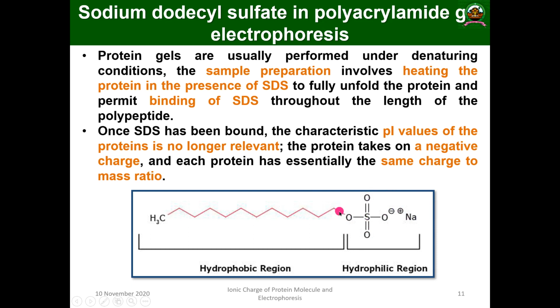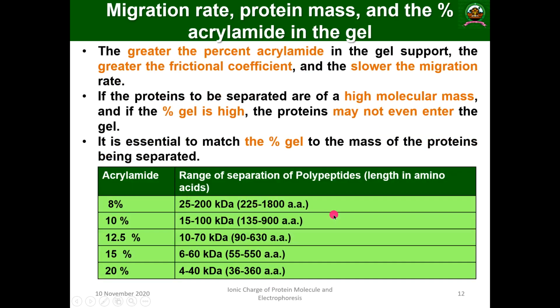This is known as dodecyl sulfate, and it has two parts: the hydrophobic region that doesn't have any charge, and here a hydrophilic region. Okay, here you can see a negative charge. It's a polar region. This particular region will bind to the proteins. Okay, then the migration, so what will happen?